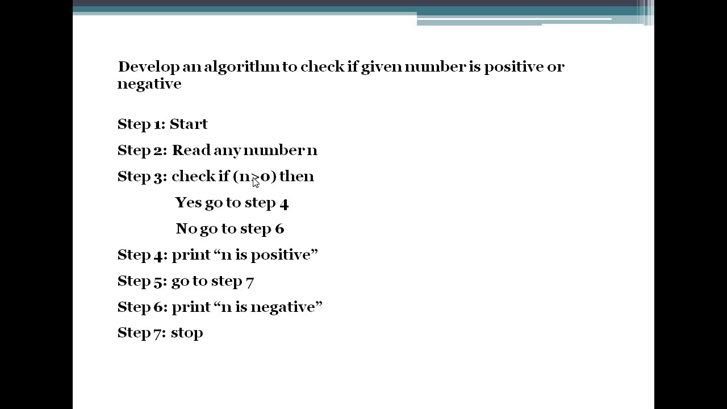Now here you can see that I have put step number 5 in between. If n is greater than 0 is yes, and I don't put this step number 5, both these statements will be printed. Print n is positive, next step print n is negative, and then stop.